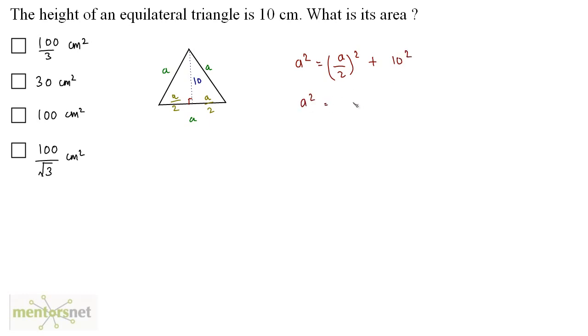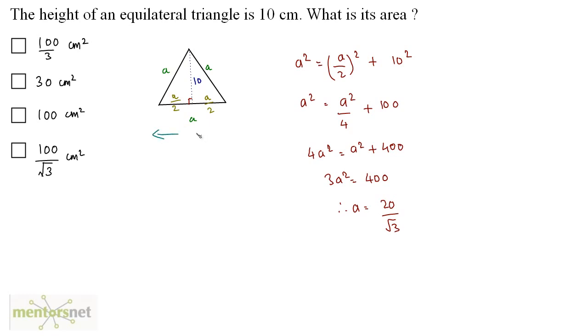So A square is equal to A square by 4 plus 100. Okay, so 4A square is equal to A square plus 400. Now A square minus A square is actually 3A square is equal to 400. So therefore A is equal to root of 400 by 3, that's 20 by root 3. So we have the value of A. We can calculate the area now.